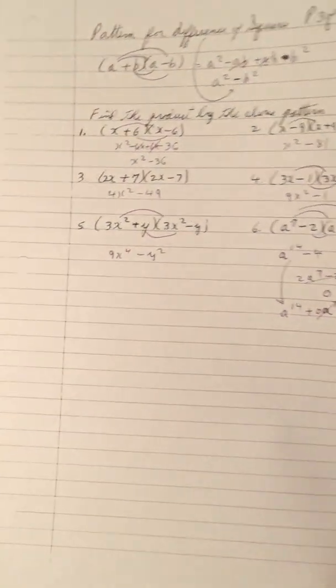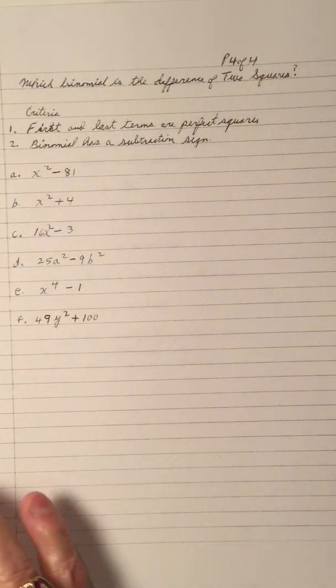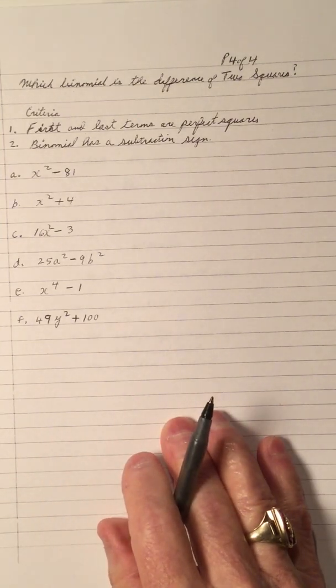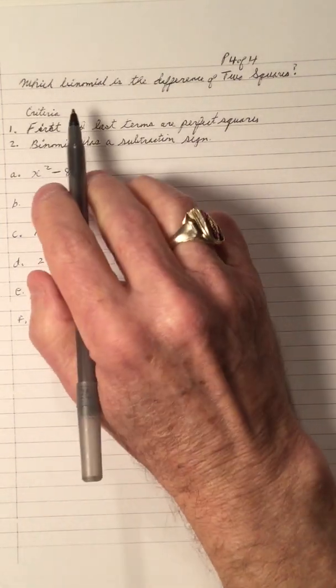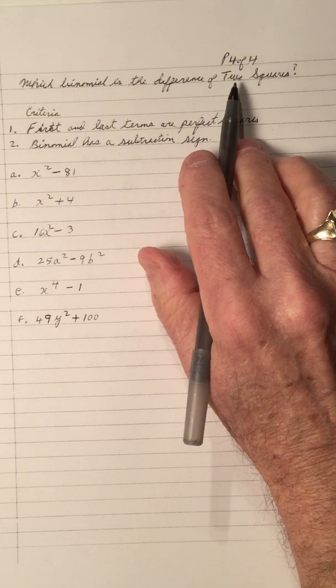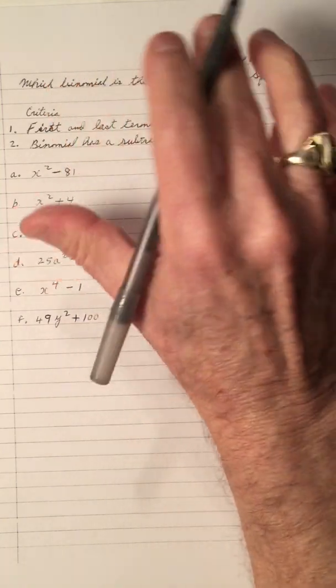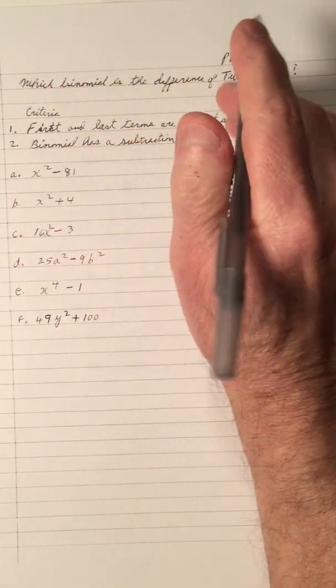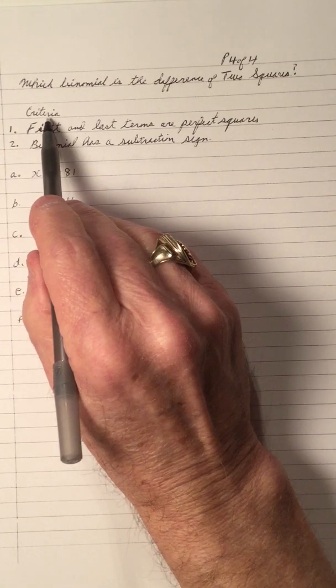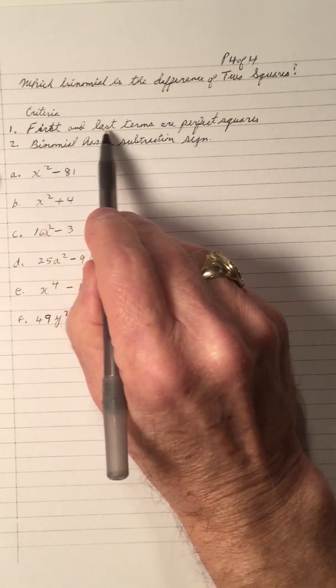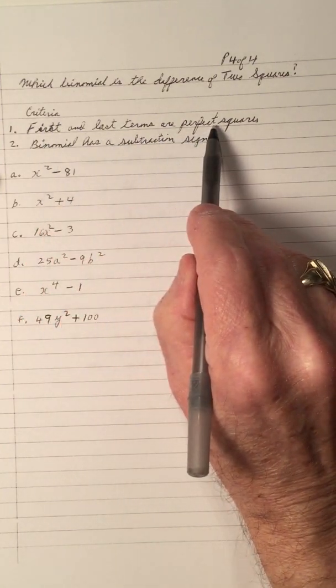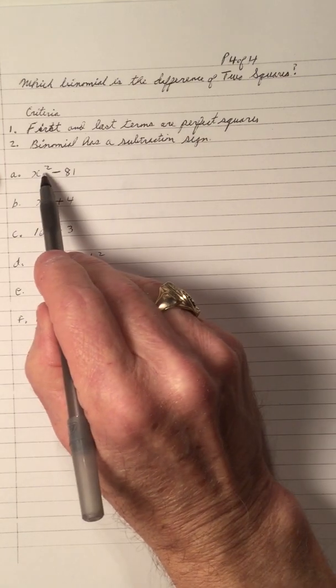Yep, pattern. That's a pattern for the difference of two squares. You'll see it again and again later. And to reinforce that, which binomial is the difference of two squares? Difference of two squares means you've got a subtraction sign and both the first and last terms are perfect squares. The criteria for that is the first and last terms are perfect squares. There's only two terms, first and last.